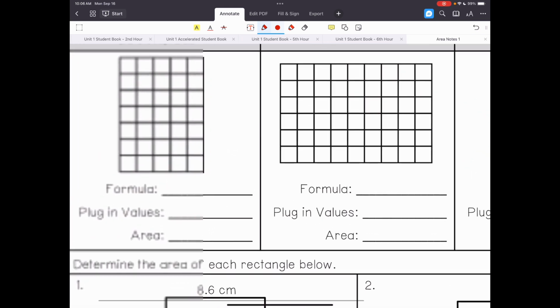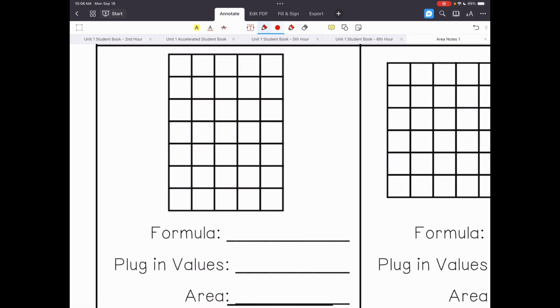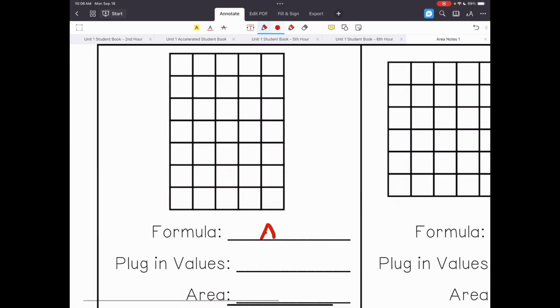Now, in rectangle 1 and 2, counting would be my backup plan. So counting would be how I would double check my answer. But again, if you miscount, you make a mistake. So the less counting we have to do, the better. So let's go ahead, and we know we're going to use area equals base times height because it's a rectangle.